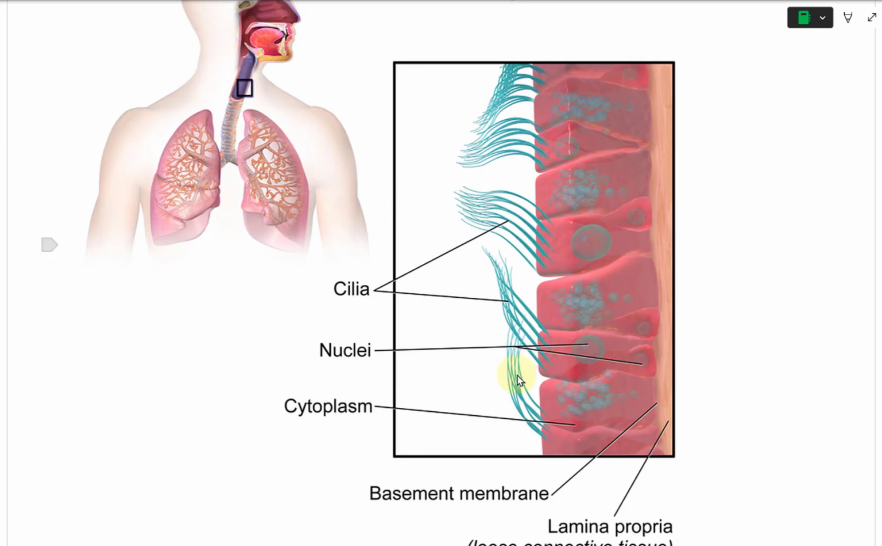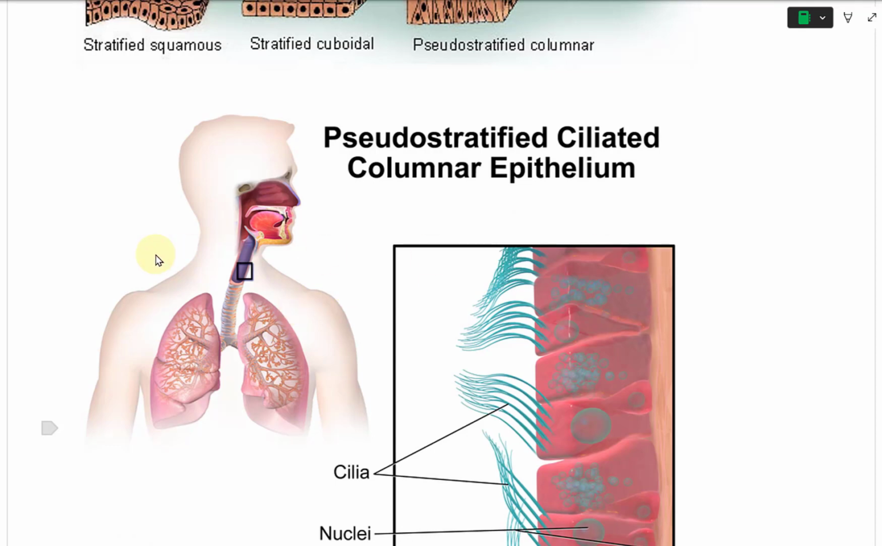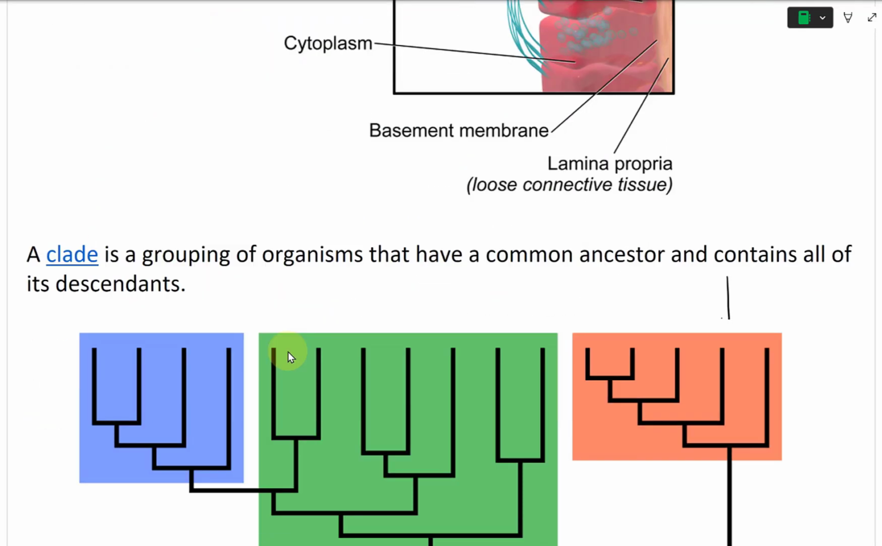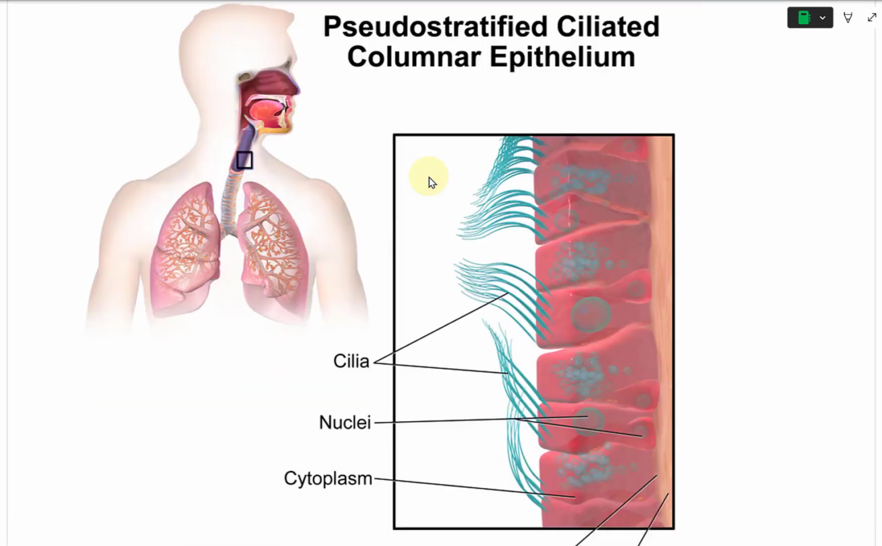And there's the nuclei, there's the cells, and there's the cytoplasm, which is all the material inside the cell. And there's a basement membrane, there's a lamina propria, or loose connective tissue, on this side of these organs right there. It's fascinating stuff. And going further, so this forms a clade, or clade, I'll call it clade.